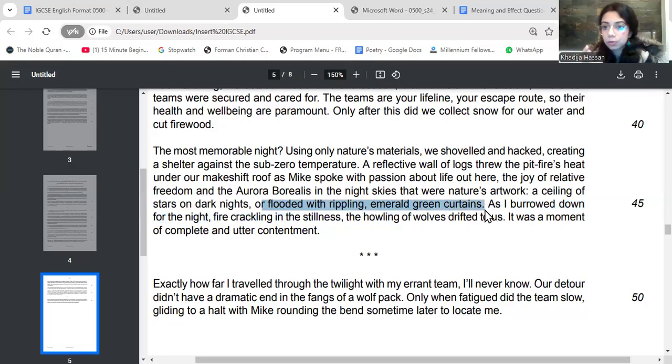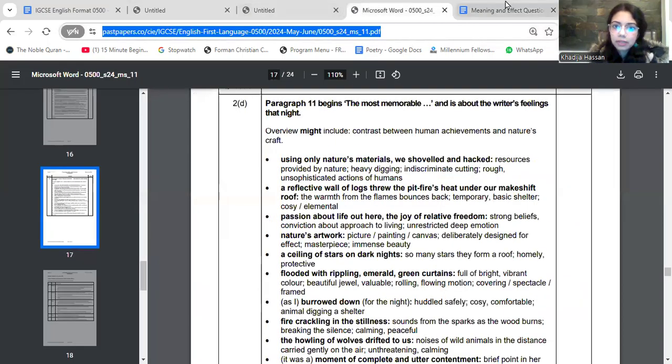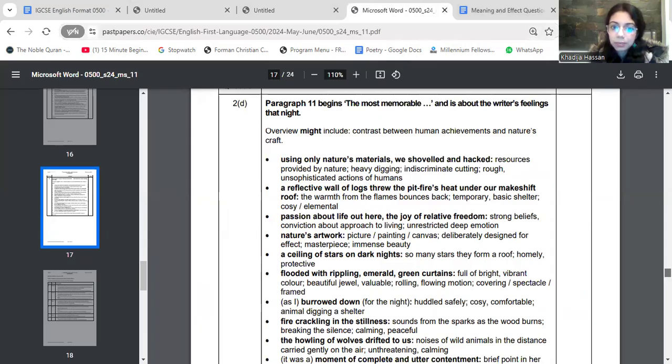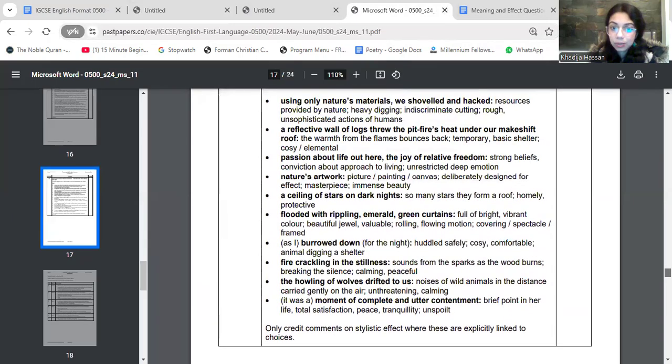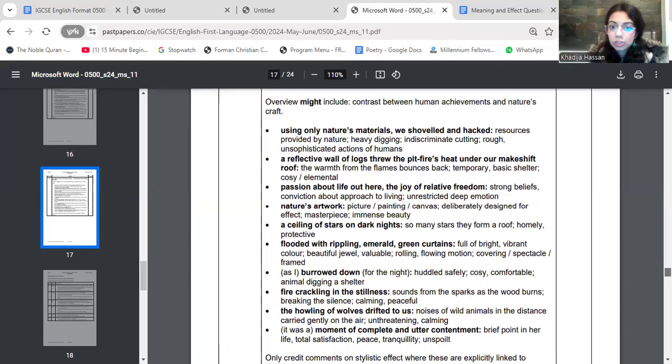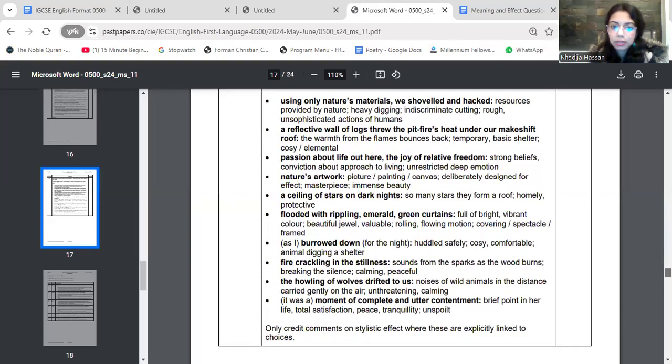And here they're talking about the aurora borealis, that is known. Again, I'm not sure if I'm pronouncing it correctly, but it's a probable pronunciation, I think. So that being said, and I did check it from the mark scheme as well, you can see that there are many, many possible phrases that we could have picked out, right? Using only nature's materials, we shovel and hack. This was the one that I picked.